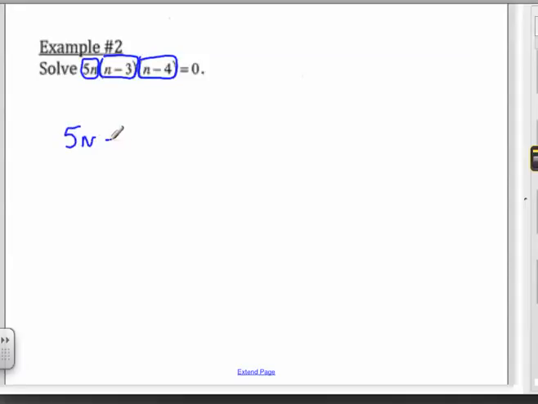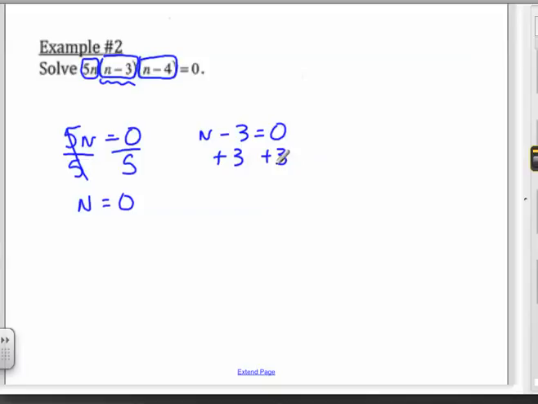We say, well, what makes 5n equal 0? Well, divide both sides by 5, and n equals 0. Okay, that's one solution, right? That's one thing that would make it true. Well, if n minus 3 equals 0, that would make the whole thing equal 0, and it would be true. So n minus 3 equals 0. We add 3 to both sides, and I get n is equal to 3. All right, that's another solution.